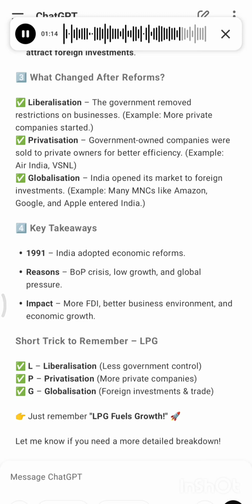Short trick to remember: LPG. L: Liberalization, less government control. P: Privatization, more private companies. G: Globalization, foreign investments and trade. Just remember, LPG fuels growth. Let me know if you need a more detailed breakdown.